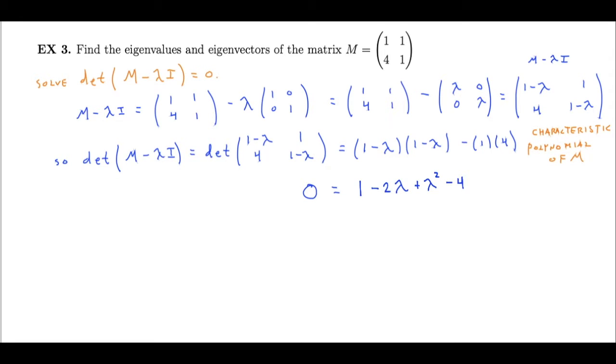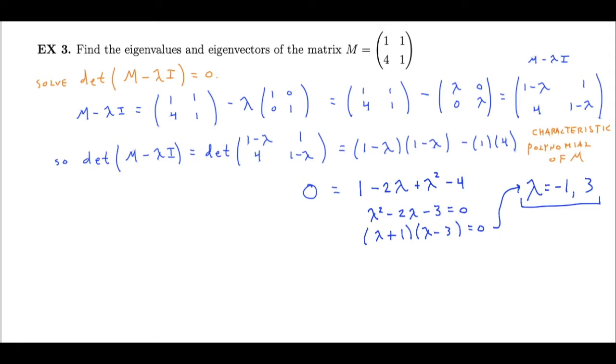And if I rework that briefly, I get two values for lambda: lambda equals -1 and lambda equals 3. So these two lambda values are my eigenvalues.